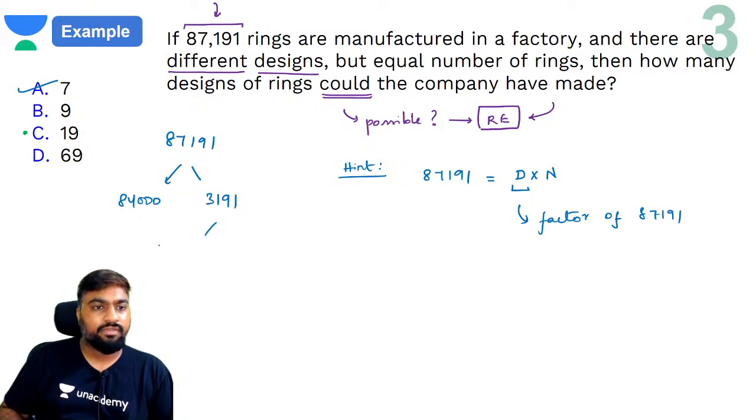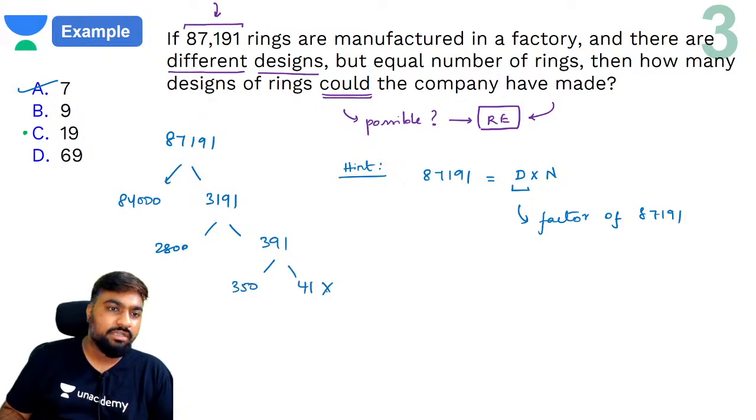What will you be left with? 3191. Out of 3191, remove 2,800. If you remove 2,800, you will be left with 391. Again, from 391 you can remove 350. What will be left? 41. Is 41 divisible? No. So is 87,191? No. 7 is out of the question.